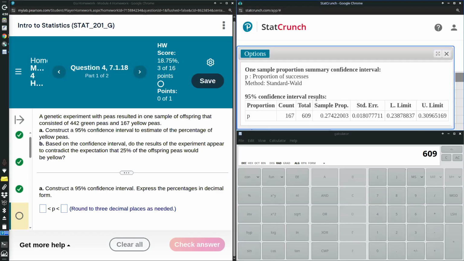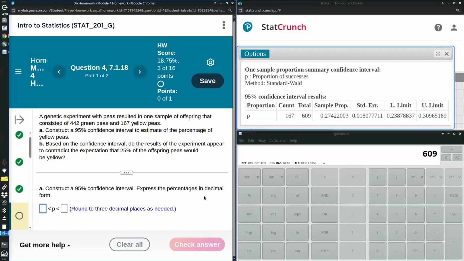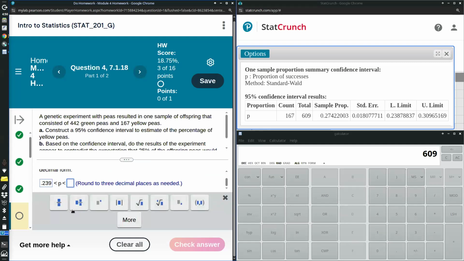So we compute, and we want to do our interval again. So still 3 decimal places, 0.239 for me. And the second one should be, notice the 6 bumps the 9 up to a 10, so 0.310.